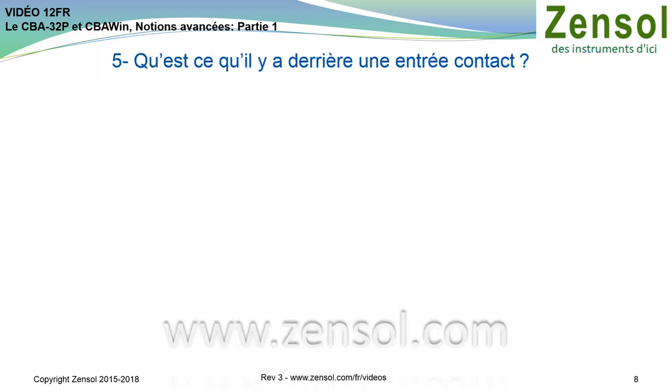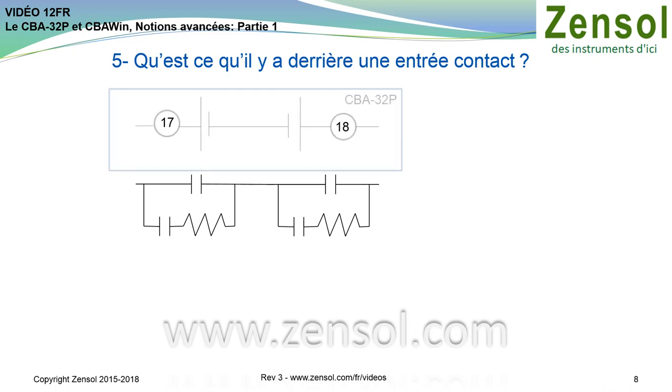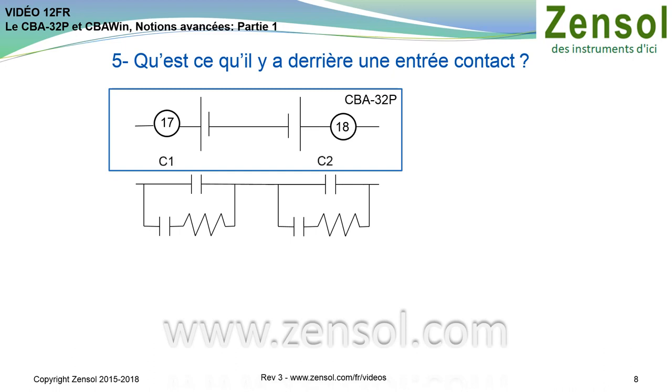What's behind a contact input? As we saw in Module 2, the most general circuit breaker is symbolized by a main contact in parallel with a pre-insertion contact. The CBA-32P's internal contact input circuit is symbolized by a lamp and a 40-volt DC battery. To see the contact status on the graphs, simply ask CBA-Win to display the signal using its software number. This example shows contacts C1 and C2, which are displayed as numbers 17 and 18, respectively.